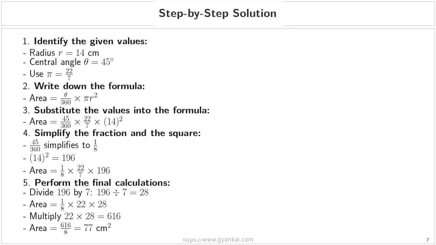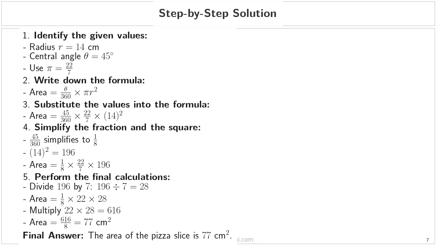Fifth, we perform the final calculations. A great trick here is to divide 196 by 7, which gives us 28. This leaves us with 1/8 multiplied by 22 multiplied by 28. If we multiply 22 by 28, we get 616. Finally, when we divide 616 by 8, we arrive at our result. So our final answer is, the area of this pizza slice is 77 square centimeters.